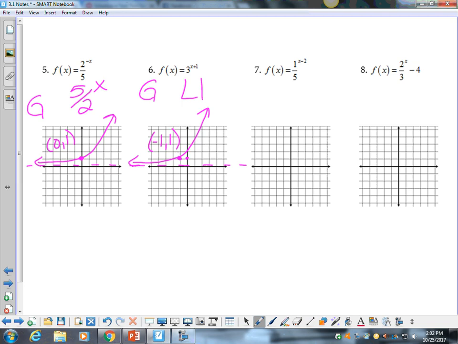Number 7, growth or decay? And where are we going? Good. Okay, so start at home base and go right 2. Asymptote has not moved. It is still at y = 0. You are decay. Decay starts high. Lose all your money, but don't cross the asymptote. Okay, talk to me about number 8.